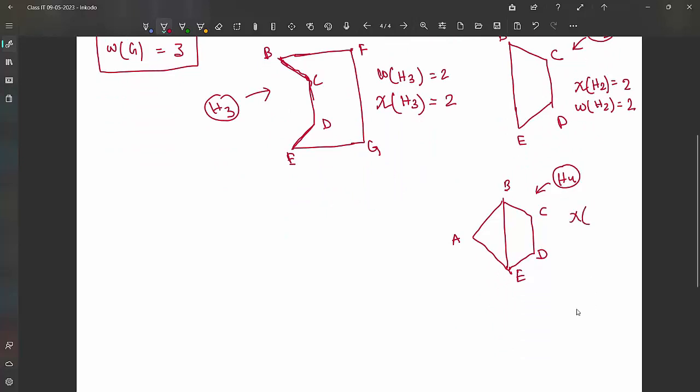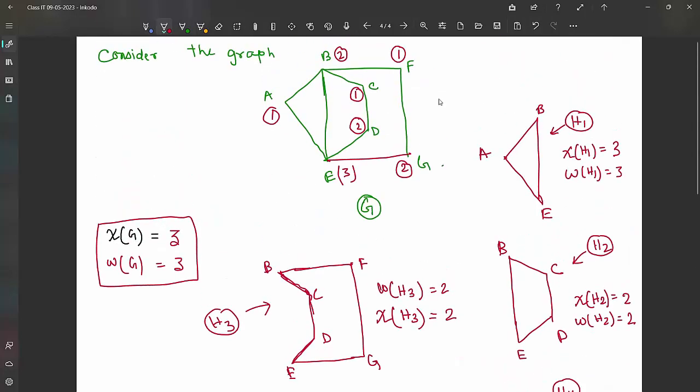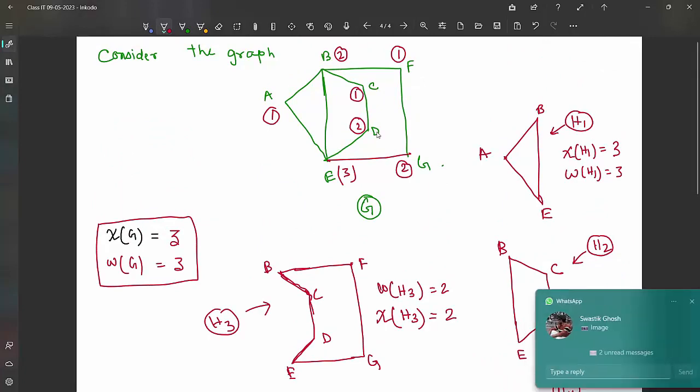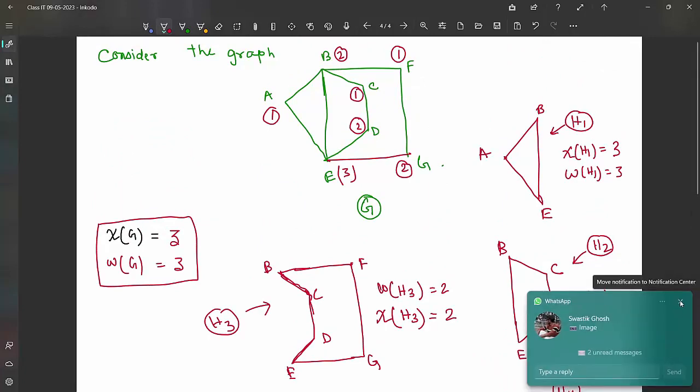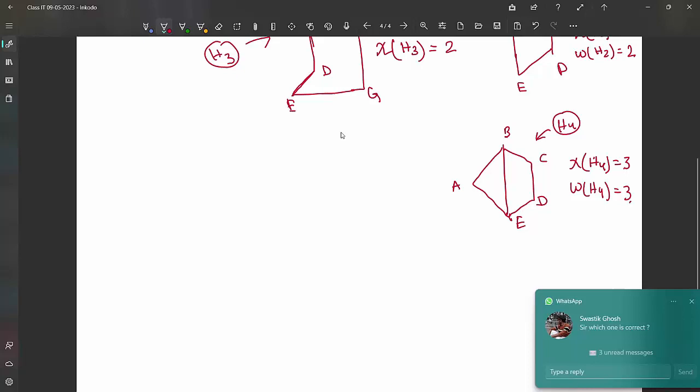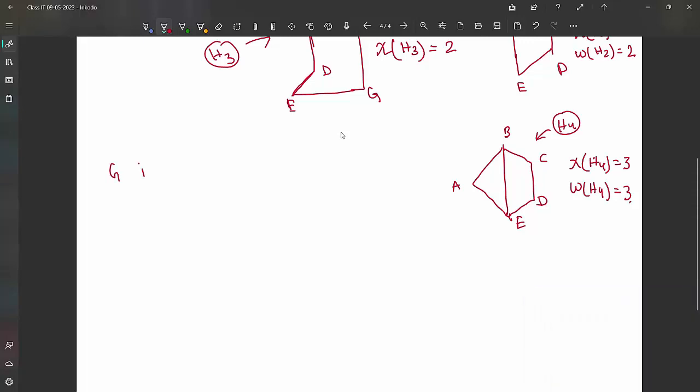So obviously the chromatic number of H3 is always what? 3. There is a 3 cycle. So the chromatic number of H4 is 3. And also this is a clique. So that means W of H4 is also 3. So that means for every possible subgraph of the graph, you can see that the chromatic number is actually equal to the clique number. So this graph is a perfect graph. So this G is also a perfect graph.